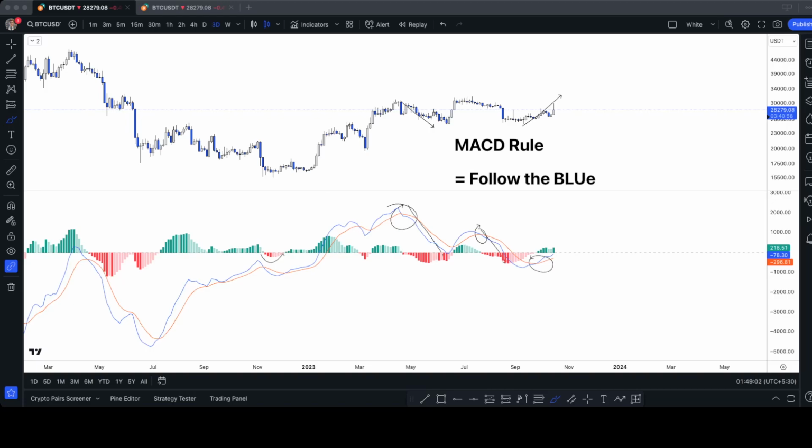For divergences, RSI is the best one. MACD basically: follow the blue when it crosses the EMA, which is the orange. It's pretty simple. You just have to draw the orange and wait for the blue to flip, and then you can start looking for longs or shorts.